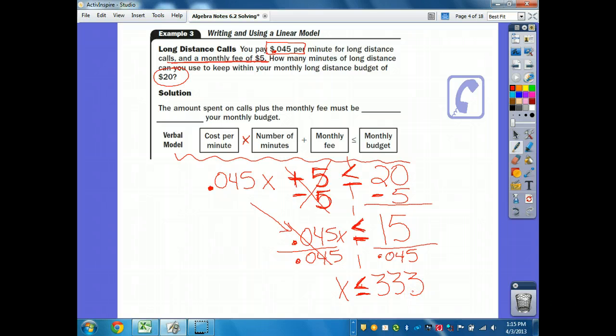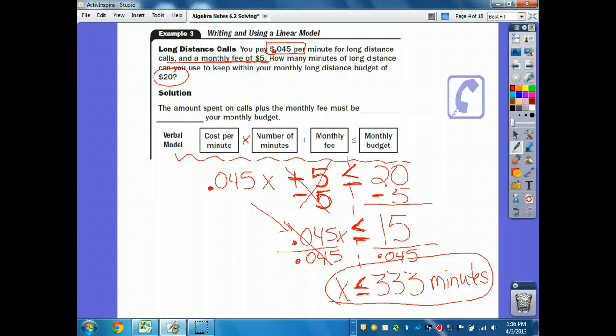So in order for me not to get grounded, who can put it into words for me? What did we just solve? Exactly. So what label do we want to go here? Minutes. In order for me not to get grounded, I cannot go over 333 minutes in that month, or my phone privileges would have been gone.